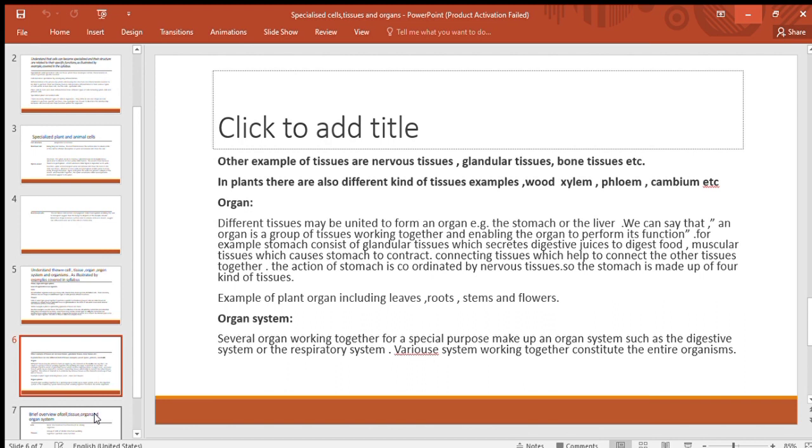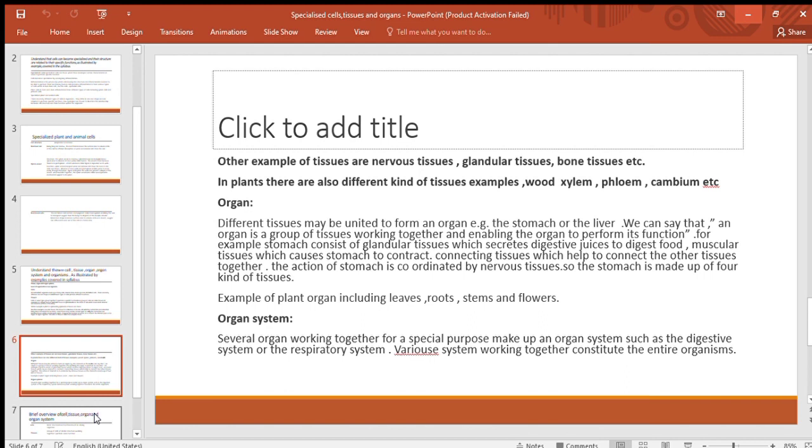Now we move toward organs. Different types of tissue may be united to form an organ, for example, the stomach or the liver. We can say that an organ is a group of tissues working together, enabling the organ to perform its function. For example, the stomach consists of glandular tissue which secretes digestive juices to digest food, muscular tissue which causes the stomach to contract, and connective tissue which helps to connect the other tissues together.